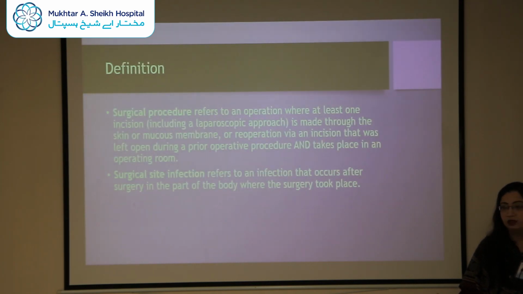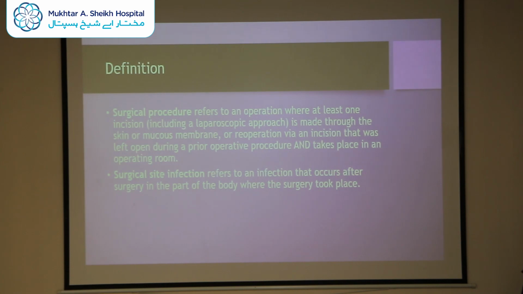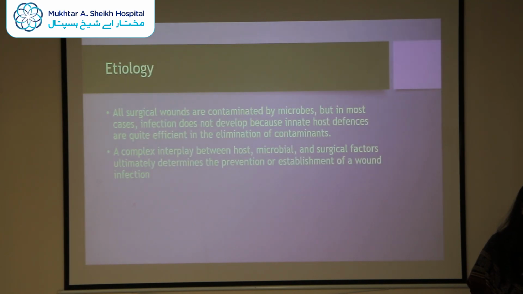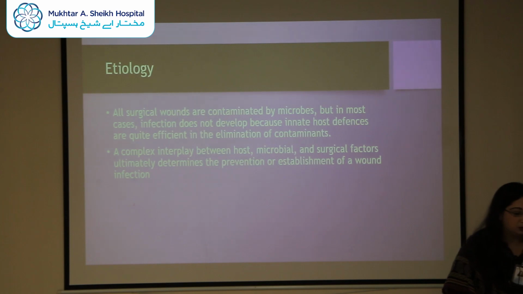So the definition of a surgical procedure, pretty basic, refers to an operation where at least one incision is made into the skin and mucosa, and surgical site infection is an infection that occurs after surgery in any part of the body where surgery took place. So there are three key factors which play a role in the development of surgical site infection. One is the host himself or herself. The second is the bacteria or the microbiology, and the third are the surgical factors.